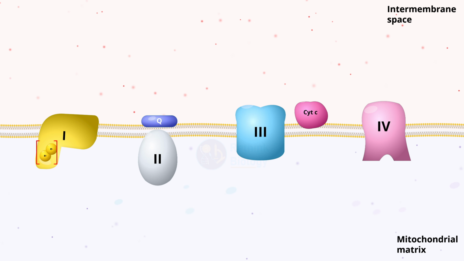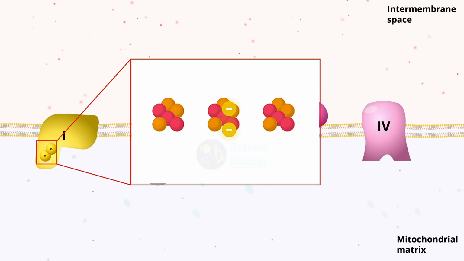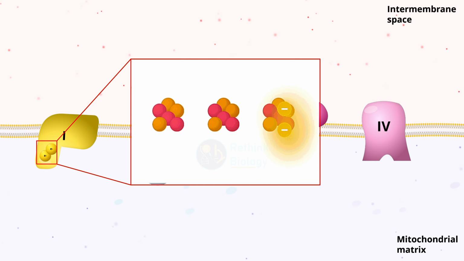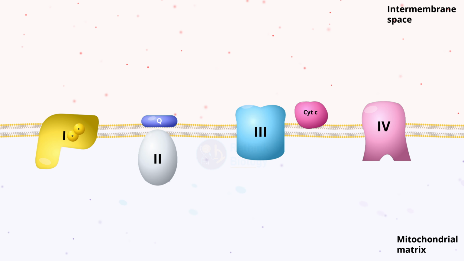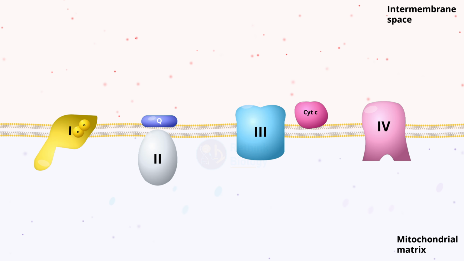Now, let's follow those 2 electrons inside complex 1. They don't just sit there. They jump from one cluster of iron and sulfur to another. Every time they jump, they release a tiny bit of energy. Complex 1 uses this energy to undergo a change in its physical shape. This shape change acts like a pump.